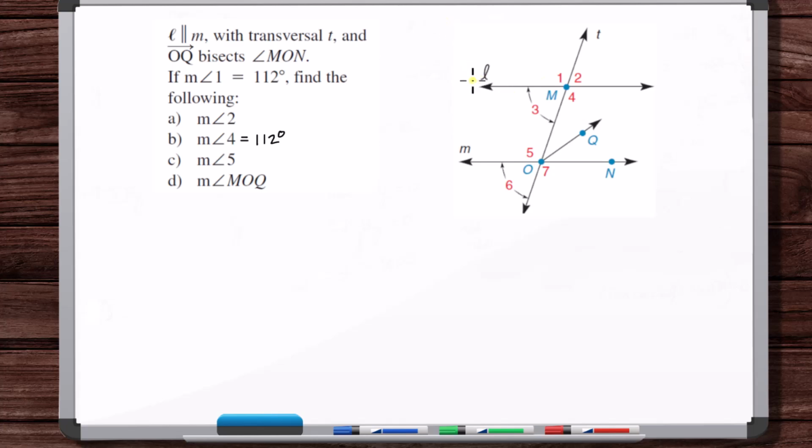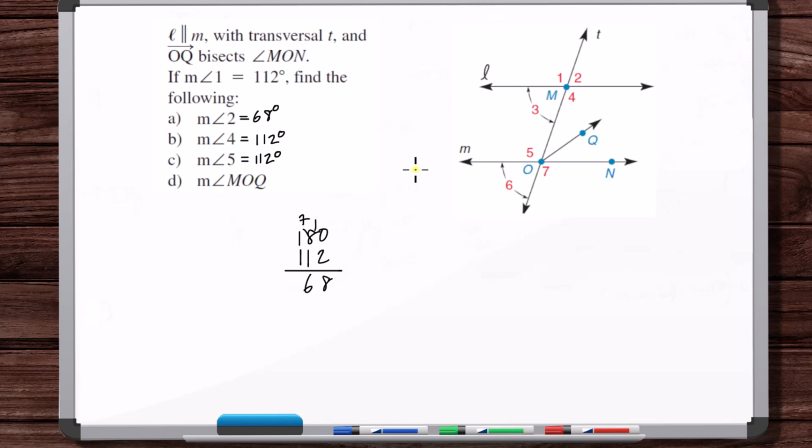Okay, now L is parallel to M, and we're cut by this transversal, so we've got parallel lines cut by a transversal we can work with to get angles. We know 4 and 5 are going to be congruent. Do they act for 5? Yes, because those are opposite interior angles. What else? We know that 1 and 2 are supplementary, so 180 minus 112 is 68.